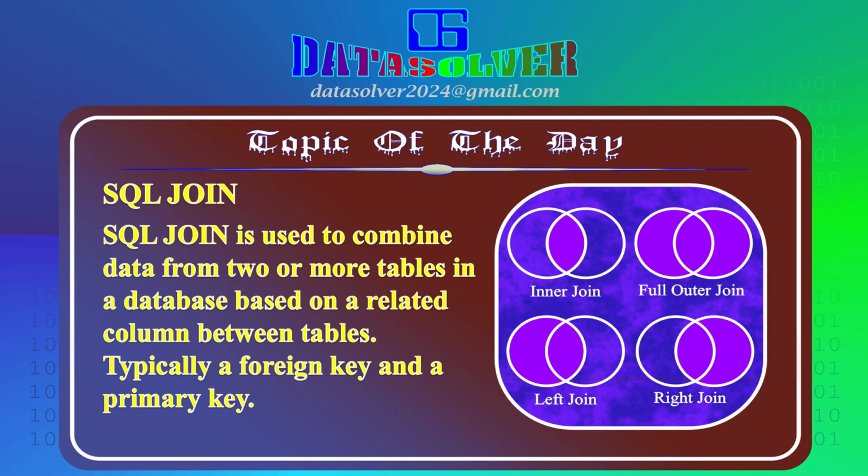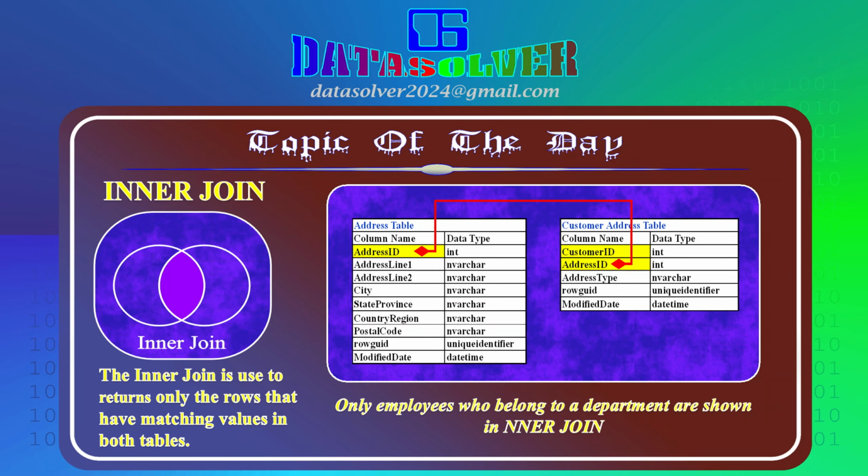SQL join is used to combine data from two or more tables in a database based on a related column between the tables. Typically, we use a foreign key or a primary key to link two tables together. And basically, as I said, we're going to be using four commonly used joins, which are the inner join, left join, right join, and outer join. So the inner join is used to return only the rows that have matching values in both tables.